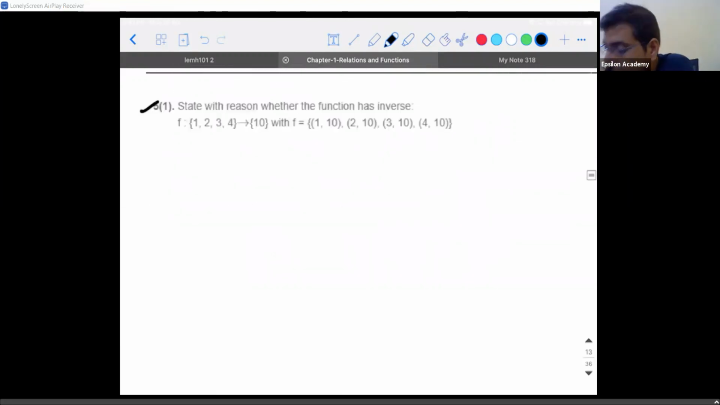So first one. Show with reason whether the function has an inverse or not. You can directly tell. Yes, sir. For an inverse to exist, what should the function be? Is it not supposed to be bijective? Yes, sir. So 1 is mapped to 10, 2 is mapped to 10. It's a many to one function. So no, the answer is it's a many to one function.